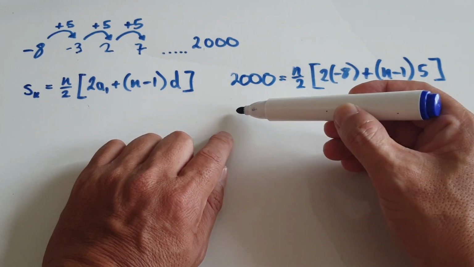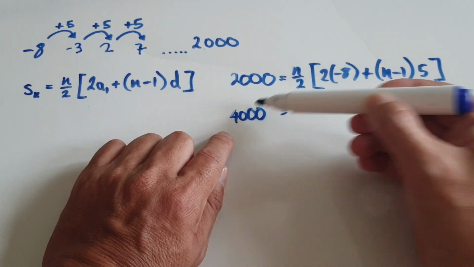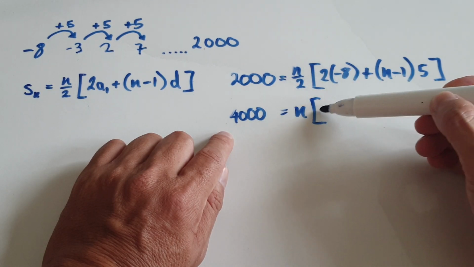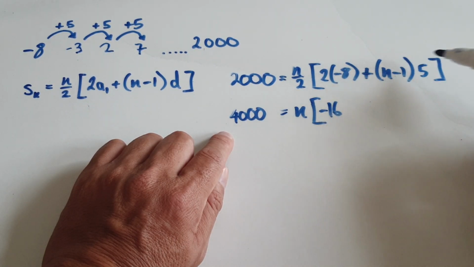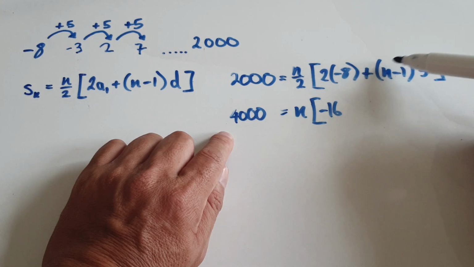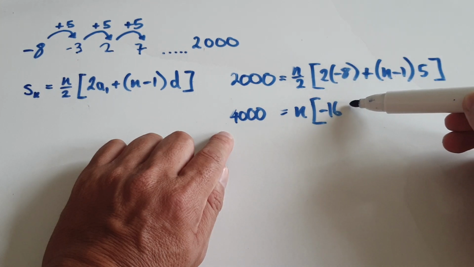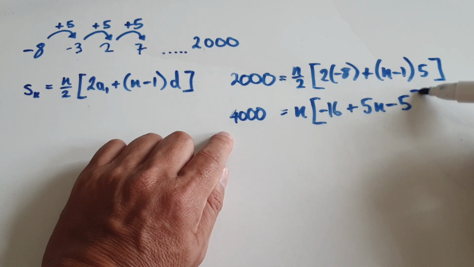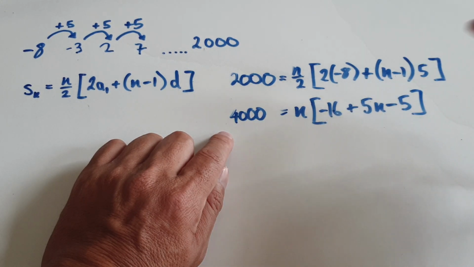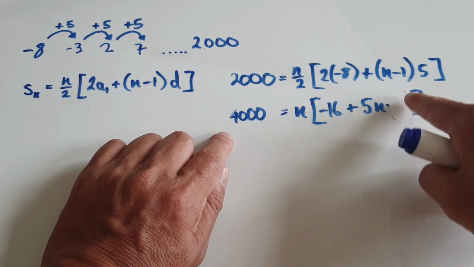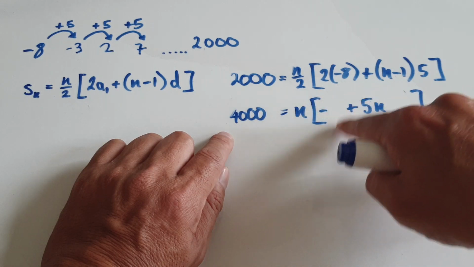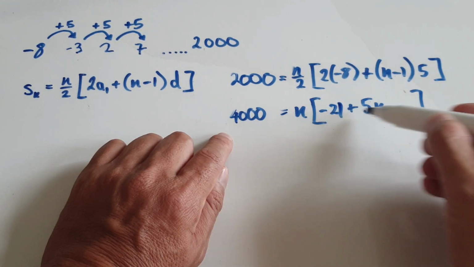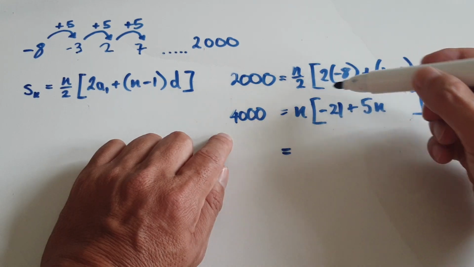So that would be 4000. And then this would be n, and then this would be -16, and this would be 5n minus 5, plus 5n minus 5. Merge these two together, that would be -21. And now it's just a matter of working out n. So let's multiply this out.